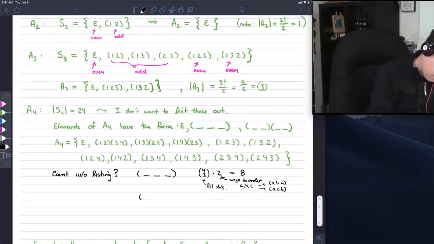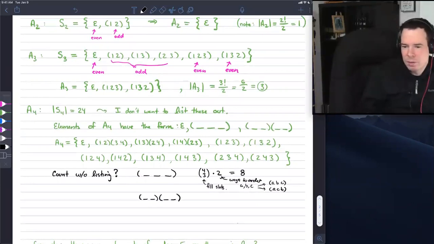Maybe as a next example, suppose I wanted to count how many products of 2 2 cycles there are. Well, how could we do this? I want to make 2 2 cycles. How could I do that? Any ideas?